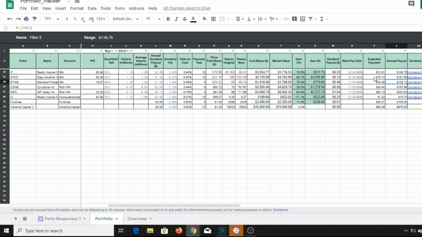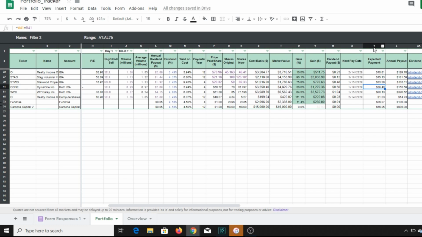Looking at Starwood Property Trust, it's a similar discussion, 75% growth on this, but I have invested and grown the share count by almost 20 shares, from 50 shares up to almost 70 shares, yielding me about $33 every single quarter, $133 a year.